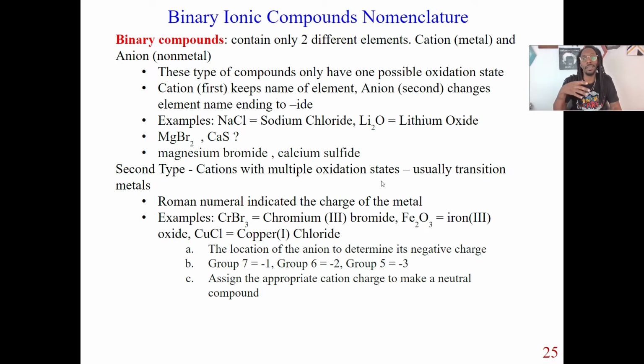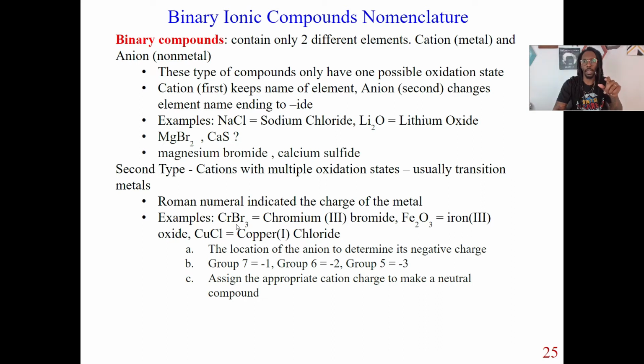Now, because of this, we had to do our naming of ionic compounds a little differently. With the second type, we had to use Roman numerals to indicate what the charge of that metal is. So it's going to tell me the charge of the metal. Let's look at an example here. We got CrBr3, metal, non-metal.